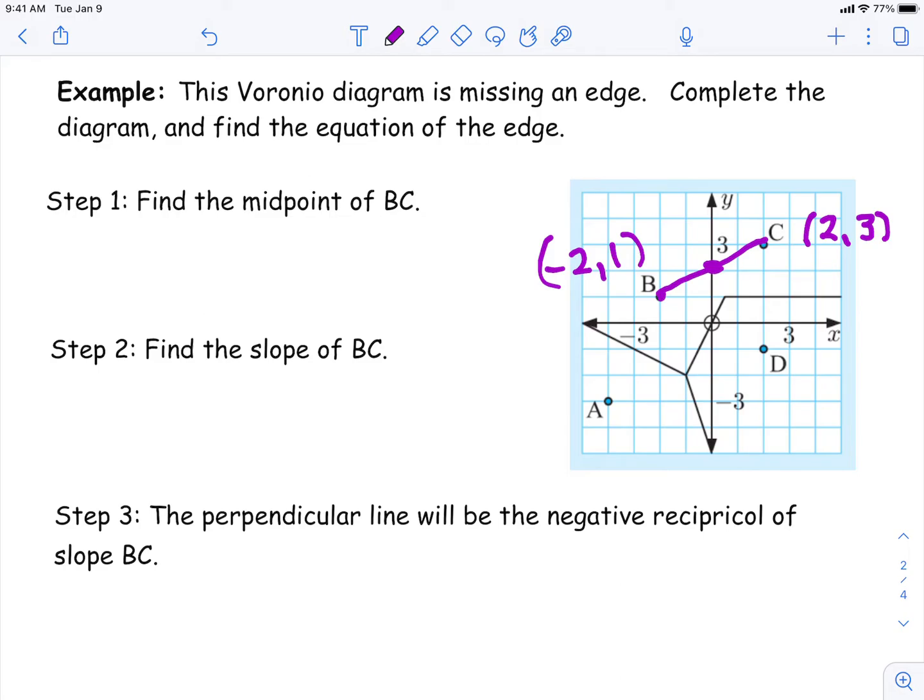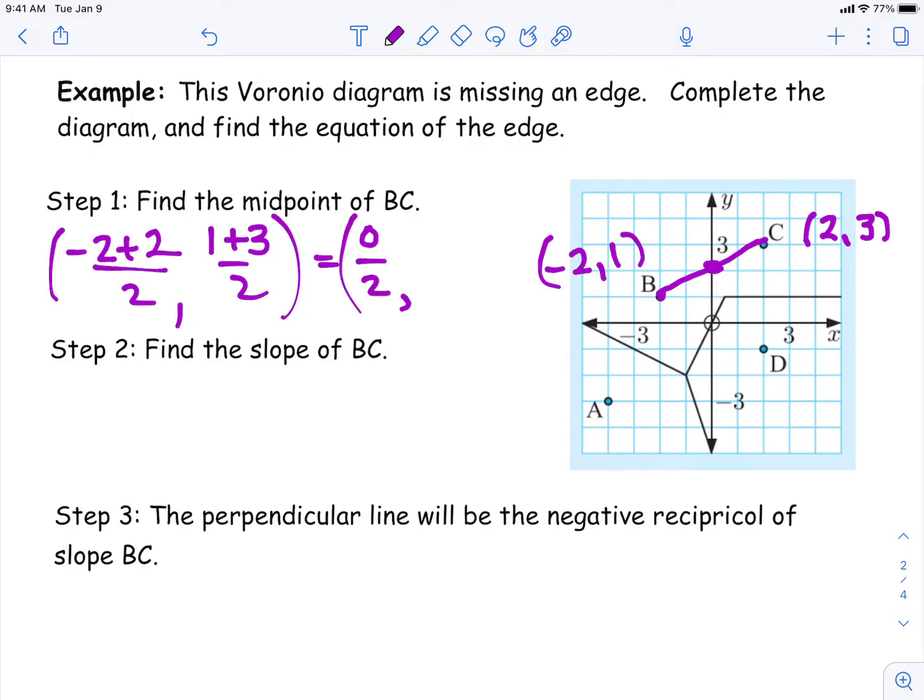To find the midpoint, we're going to add the x's. So we're going to take -2 plus 2 and divide it by 2, and then add the y's, 1 plus 3 divided by 2. And then we're going to simplify it. The numerator is going to be 0 divided by 2, and the second numerator is going to be 4 divided by 2. So when we're done, that midpoint is 0, 2.